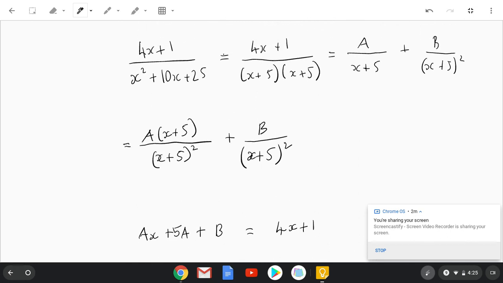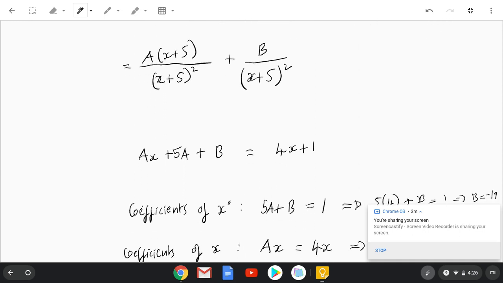Because they're the same, I can add the numerators up, and that's a times x plus a times 5, which is 5a, plus the b, which is the numerator added up. Now that numerator added up gives you the numerator on the other side, which is 4x plus 1.